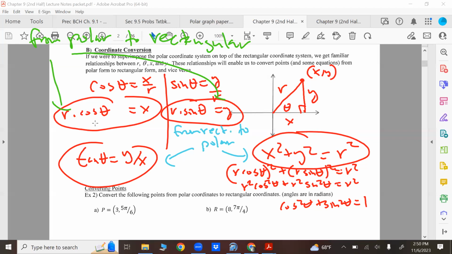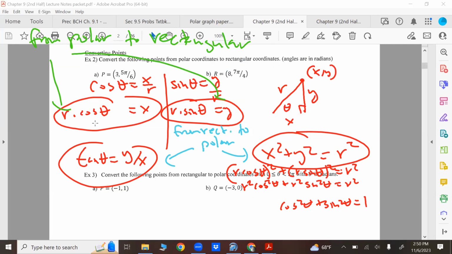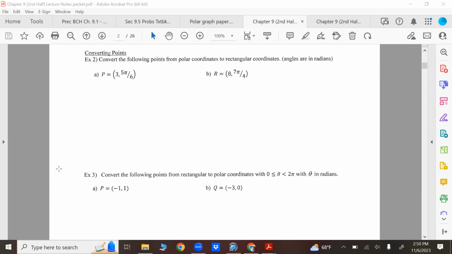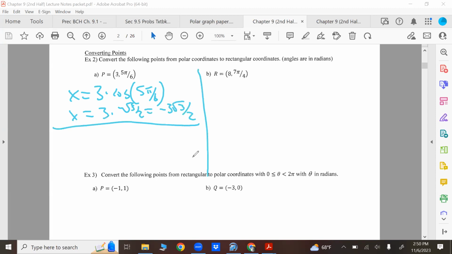Questions so far? Nope. Okay. So I'll do part A of examples 2 and 3, and you guys then try part B for examples 2 and 3. So here we're given polar. So I'm going to say x equals 3 times cosine 5 pi over 6. So x equals 3 times, I should know my unit circle, negative root 3 over 2. So it's negative 3 root 3 over 2. And y equals 3 times sine.